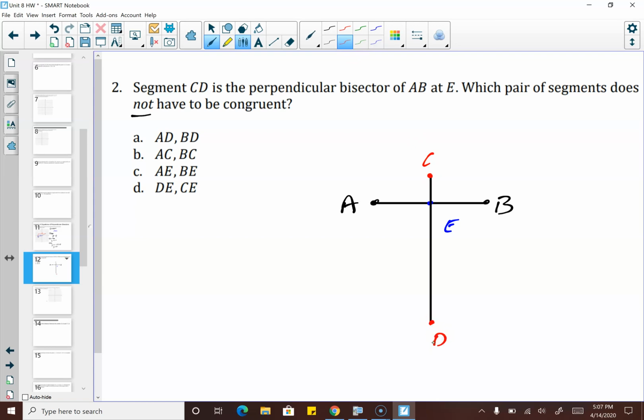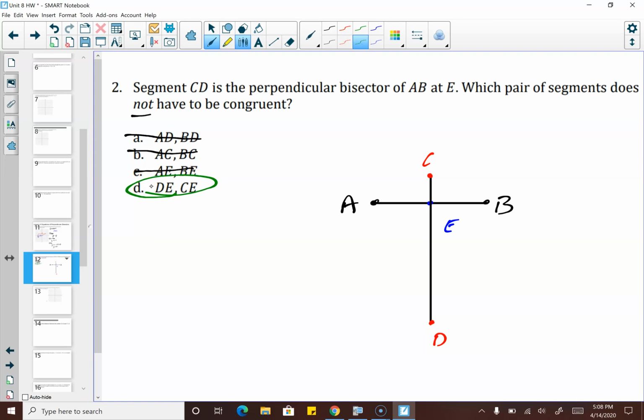Okay, so which set of segments do not have to be congruent? So if we look at AD to BD, now we did a lot of work with this with our compass earlier in the year, and it said that the end points of the bisected segment are always the same distance away from the bisector. So AD to BD does have to be the same, and the same for AC and BC. Now AE and BE, well obviously if that was a segment that was cut in half, those are going to have to be the same, and that leaves us with choice D.